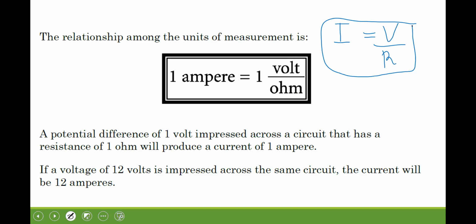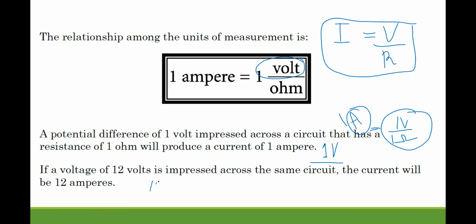That means a potential difference of 1 volt across a circuit that has a resistance of 1 ohm will produce a current of 1 ampere. Or if a voltage of 12 volts is impressed across the same circuit, I mean 1 ohm, the current will be 12 ampere. This is using the units of measurement. 1 ampere is 1 volt over 1 ohm. 12 ampere is 12 volt over 1 ohm.